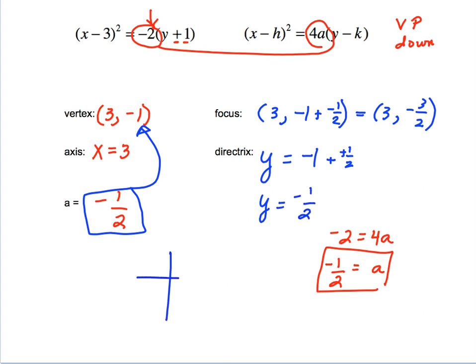Little picture, over 3, down 1. I know it faces down. And where's my focus? My focus is at 3, over 3, down 1.5, which is there. And my directrix is this line real skinny up here near the x-axis.